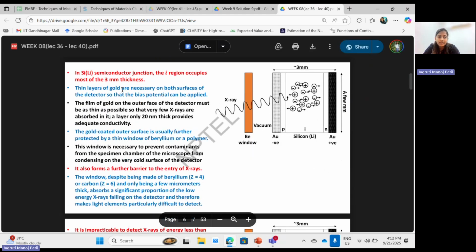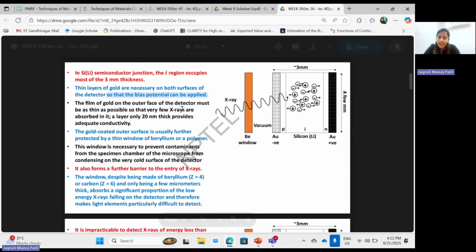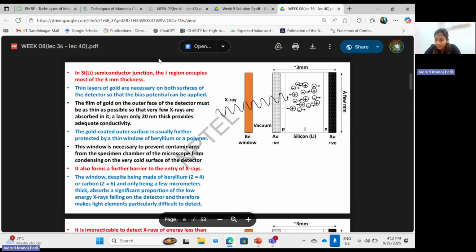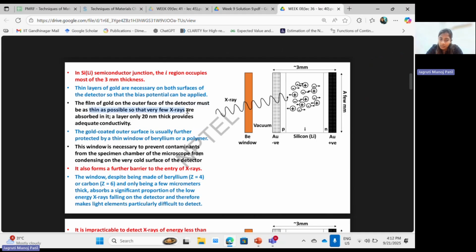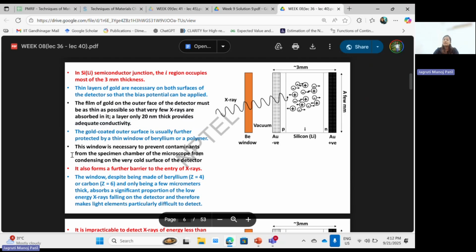There are thin layers of gold necessary on both surfaces of the detector so that a bias potential can be applied. Do you know what bias potential is here? It's the extra offset voltage that you are trying to add. The film of gold on the outer surface of the detector must be as thin as possible so that very few X-rays are absorbed and the rest are not deflected back. A layer of only 20 nanometers thick will provide adequate conductivity, so that they all get passed through and none of them are deposited in it.